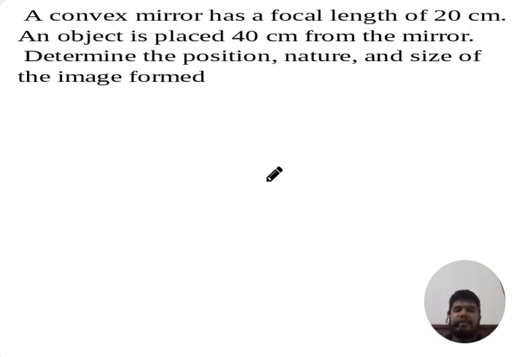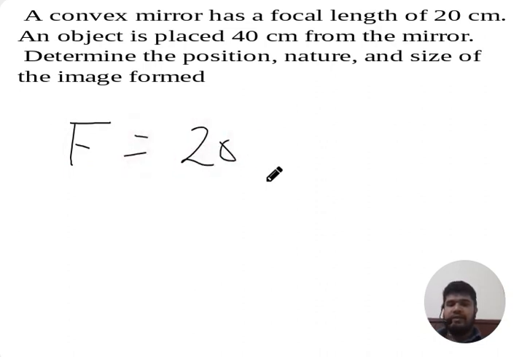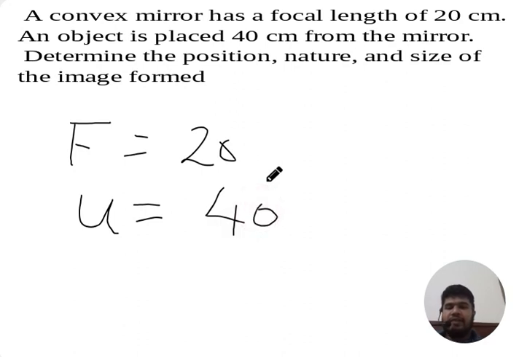First we need to write what is given in the problem. A convex mirror has a focal length of 20 centimeters, which means the focal length f is equal to 20 centimeters. An object is placed 40 centimeters, which means the u, or the object distance, is 40 centimeters.